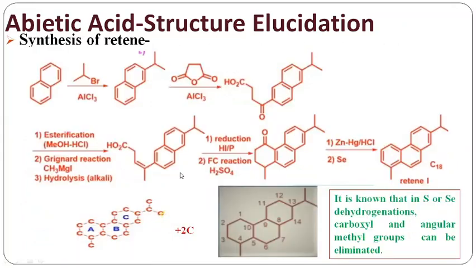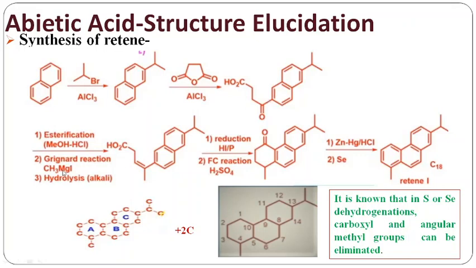This reaction is also confirmed by the synthesis of retene. Retene, when subjected to Friedel-Crafts alkylation with isopropyl bromide, the isopropyl group adds at this second position. Then it undergoes reaction with succinic anhydride in the presence of aluminum chloride, again a Friedel-Crafts reaction, resulting in the formation of a keto carboxylic acid.